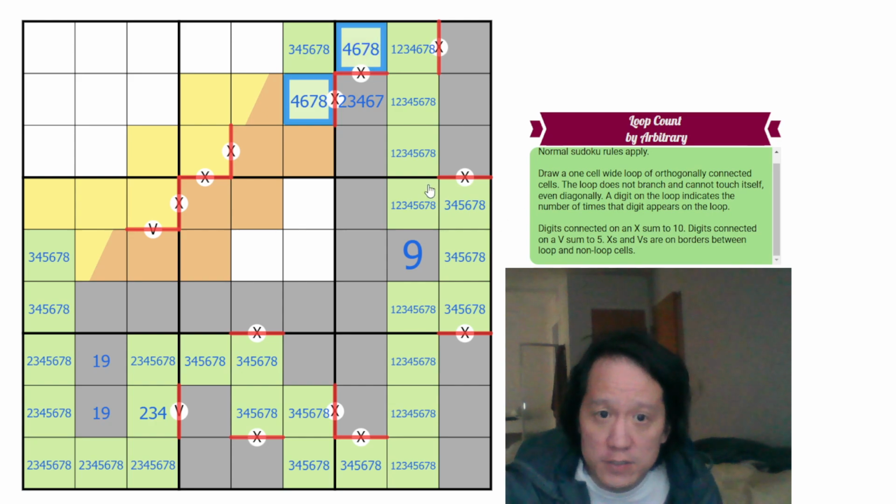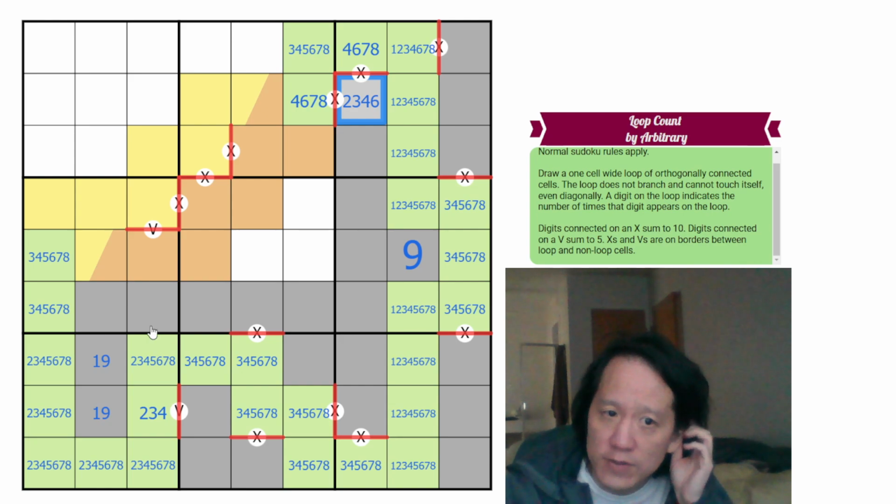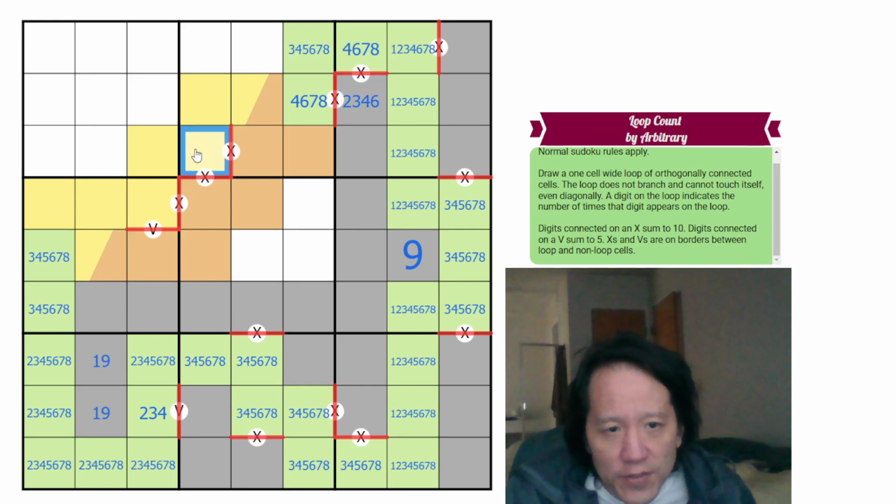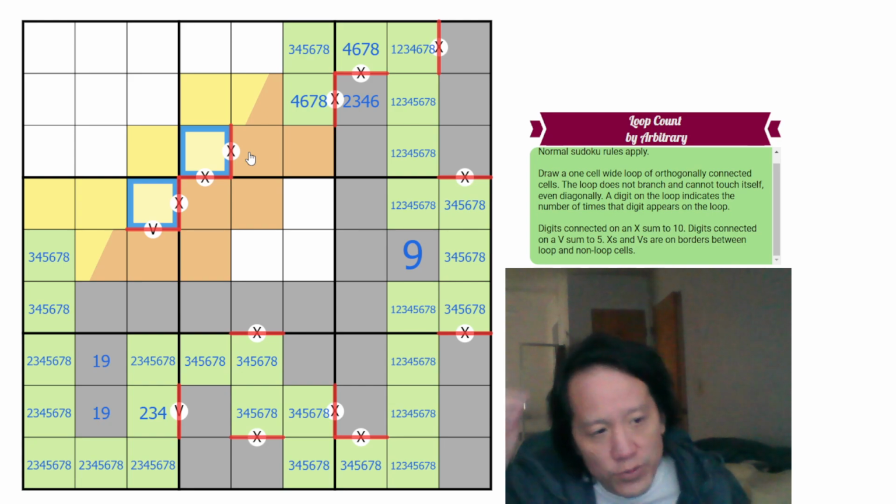This is 4, 6, 7, 8. This can't be 7 then. I think this has to be... Either these 2 are the same, or these 2 are the same, and they're on the loop. So none of those can be 3 either.